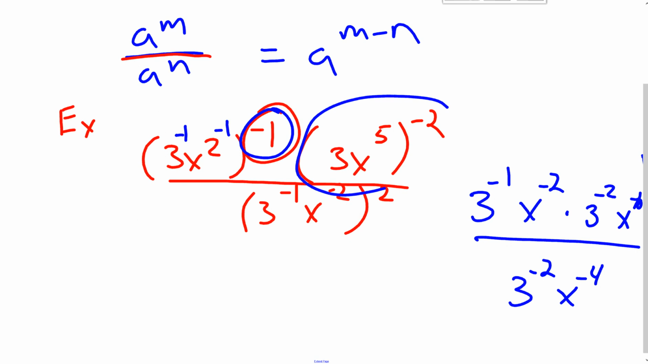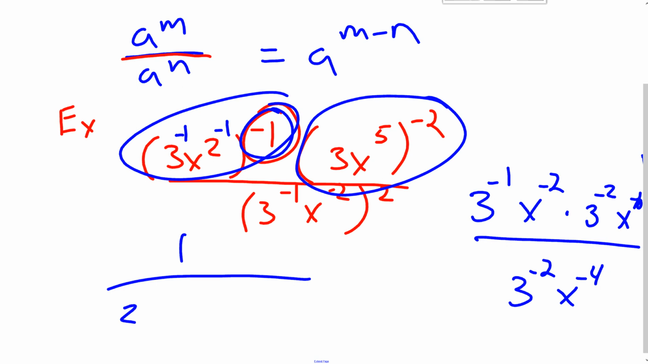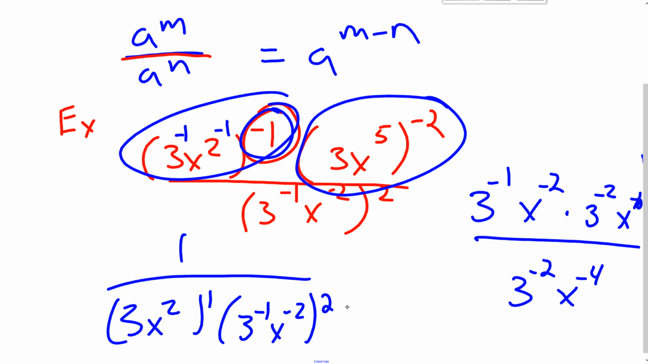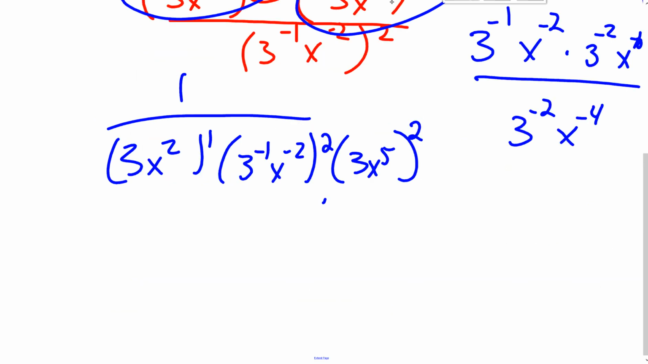Now there are some ways we could move this whole thing to the bottom, because with those negative exponents, we could just put them on bottom. So I could rewrite it as 3x squared now to the positive 1, 3 to the negative 1, x to the negative 2 squared, and then move this 3x to the fifth to the bottom because it has a negative 2. And then I could go ahead and raise powers to powers and stuff like that. So eventually, either way, you'll get the same answer. I guess I'll just continue this one.